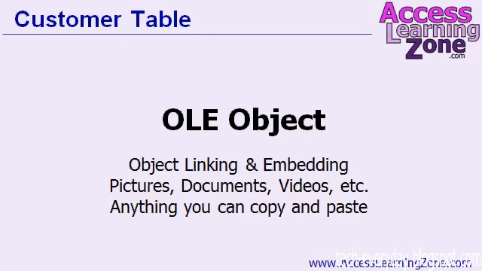Next, we have OLE objects. OLE stands for Object Linking and Embedding, and this is basically anything that you can copy and paste in Windows. It can be a picture, a document file, a video, an Excel spreadsheet, a sound clip. Anything you can copy and paste in Windows can generally be stored in an OLE object.